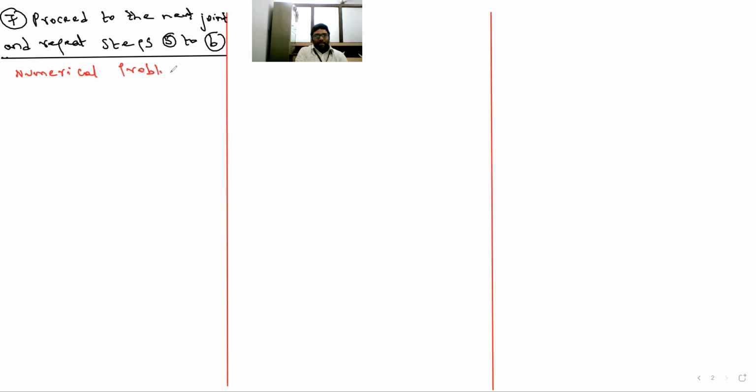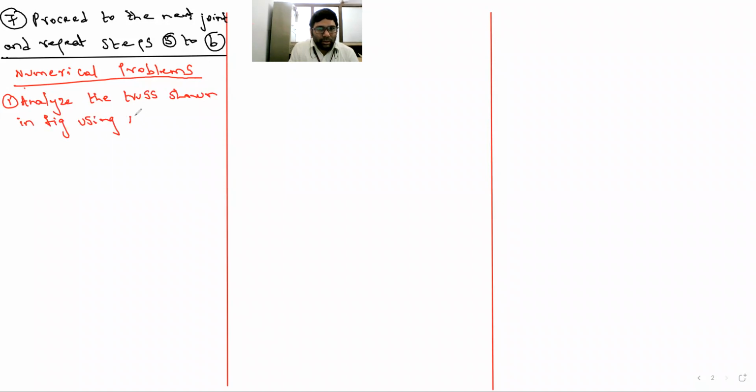Numerical problems. Right, so let us see the first problem. Analyze the truss shown in the figure using the method of joints.